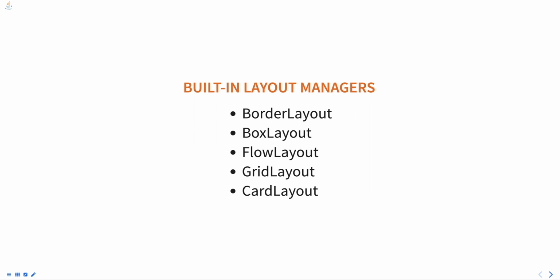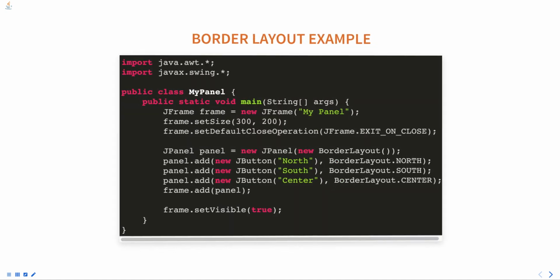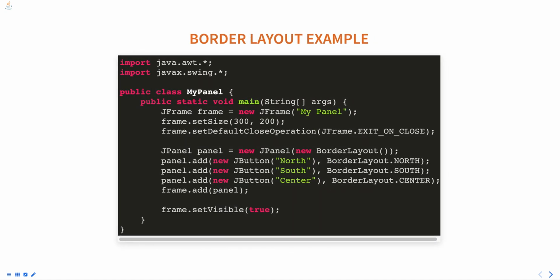Card layout organizes components in a stack where only one component is visible at a time. And here is an example of using the border layout manager to arrange three buttons in the north, south, and center of a panel.